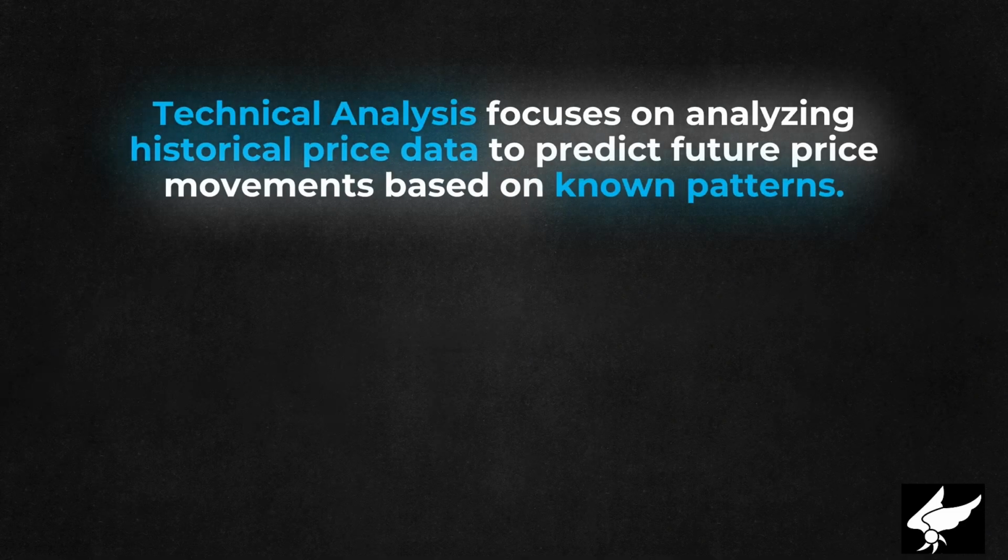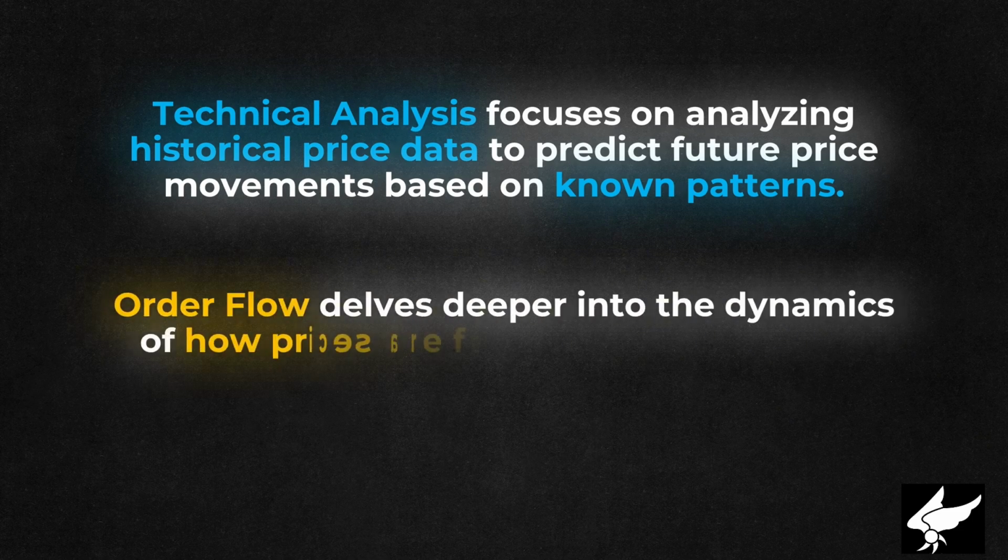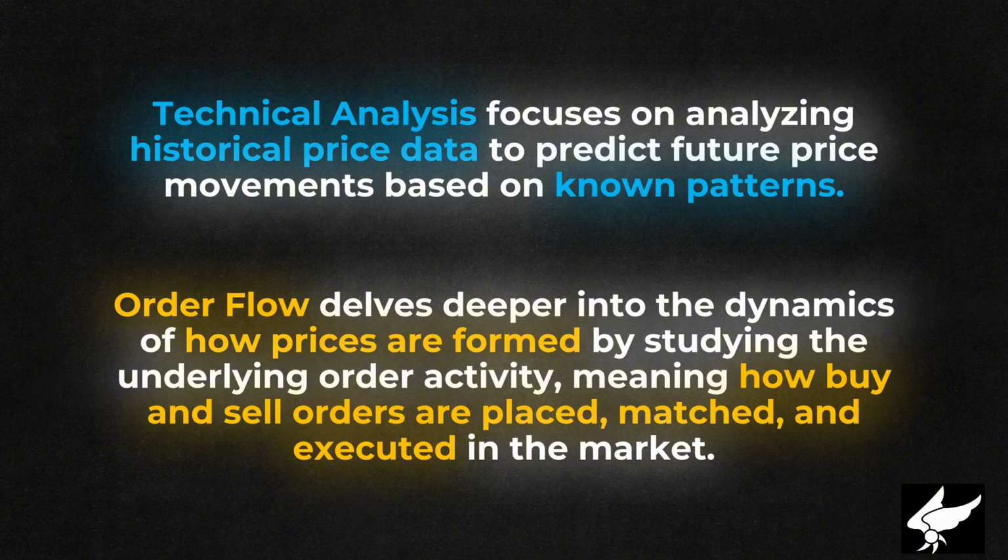Technical analysis focuses on analyzing historical data to predict future price movements based on known patterns. In contrast, order flow delves deeper into the dynamics of how prices are formed by shining light on market microstructure, meaning how buy and sell orders are placed, matched, and executed in the market.